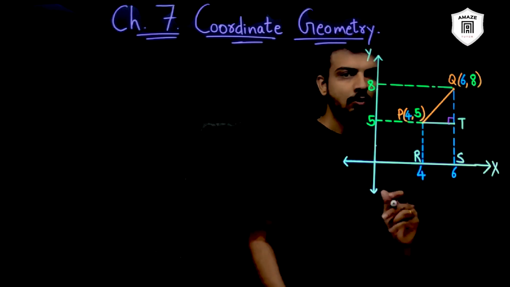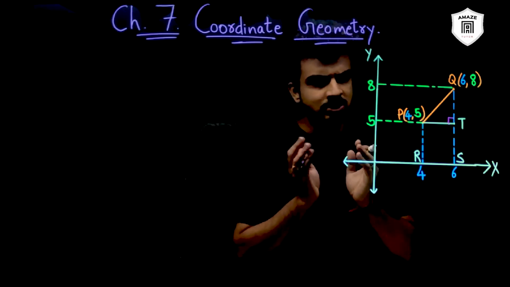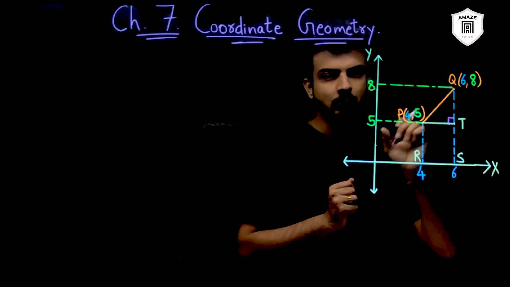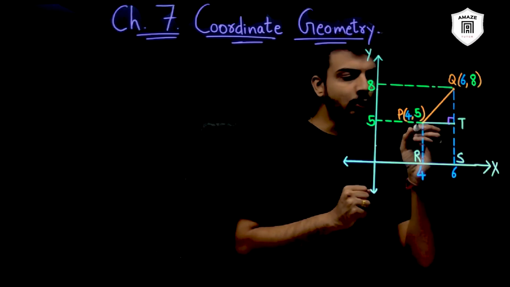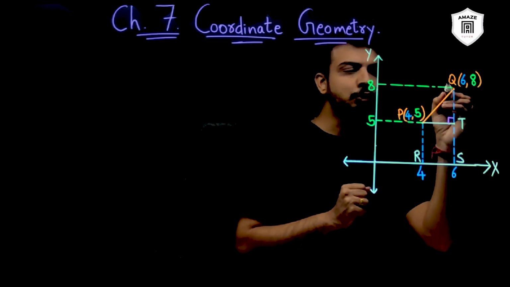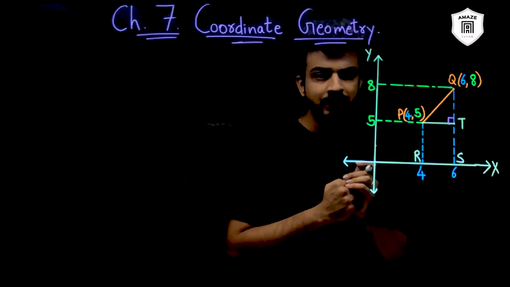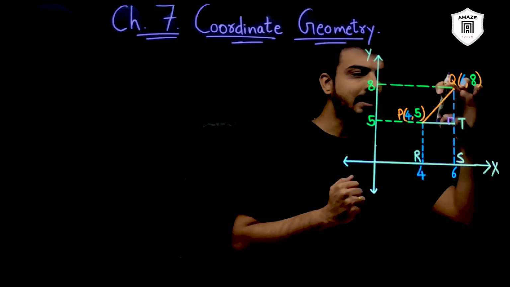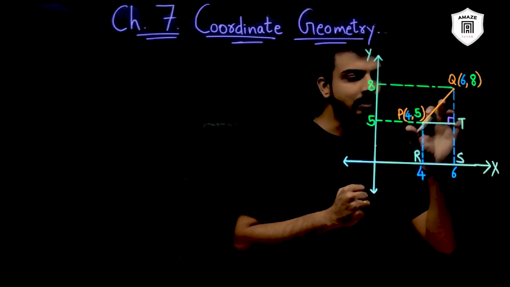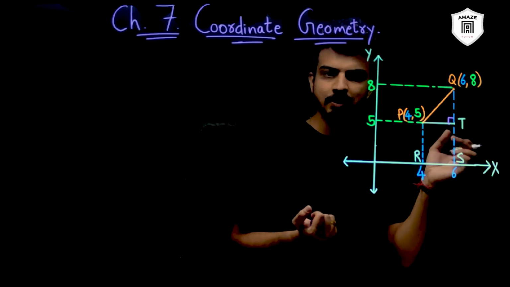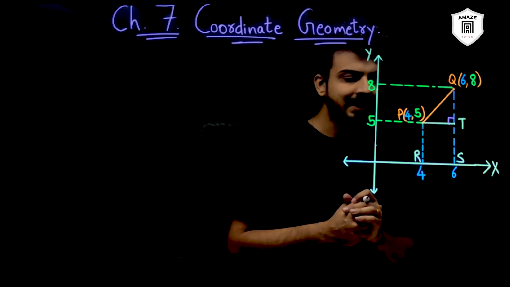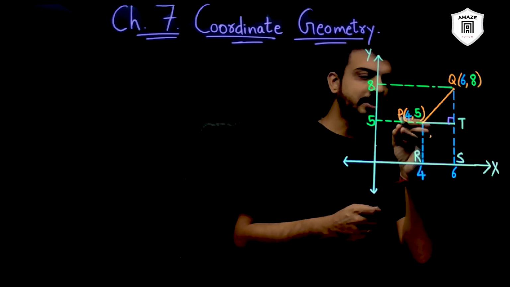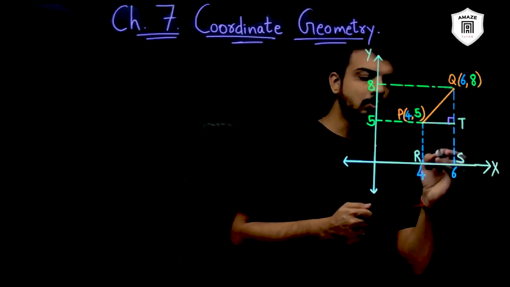Now, what was our initial task? Our task was to figure out the distance between P and Q, right? PQ, distance. So now look at this triangle PTQ. Is it a right angle triangle? So in this right angle triangle, if I have these two sides, this one and this one, will I get the hypotenuse, which is nothing but PQ, by Pythagoras theorem? Yes, I can get that, right? Okay, so here this point is P, this is T, Q, R, S.